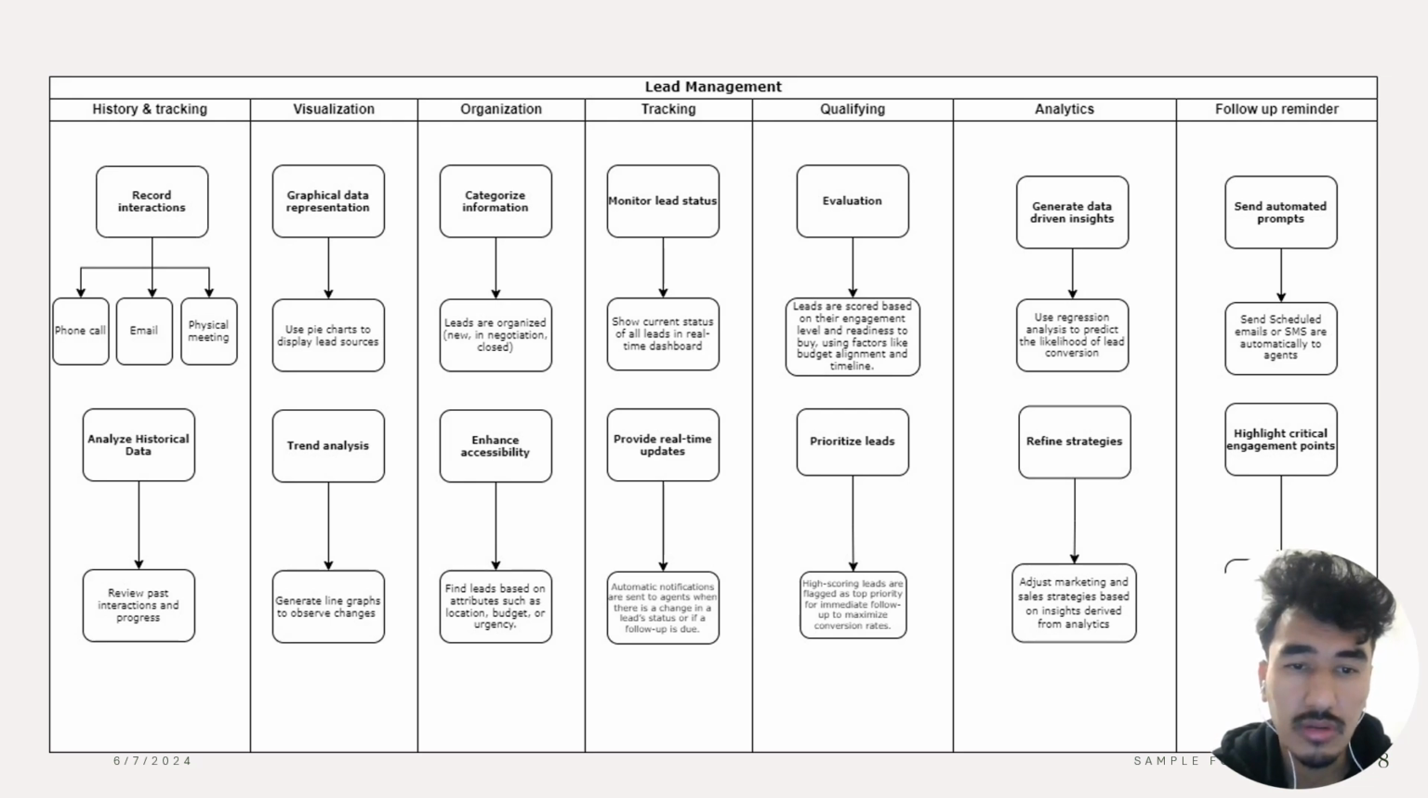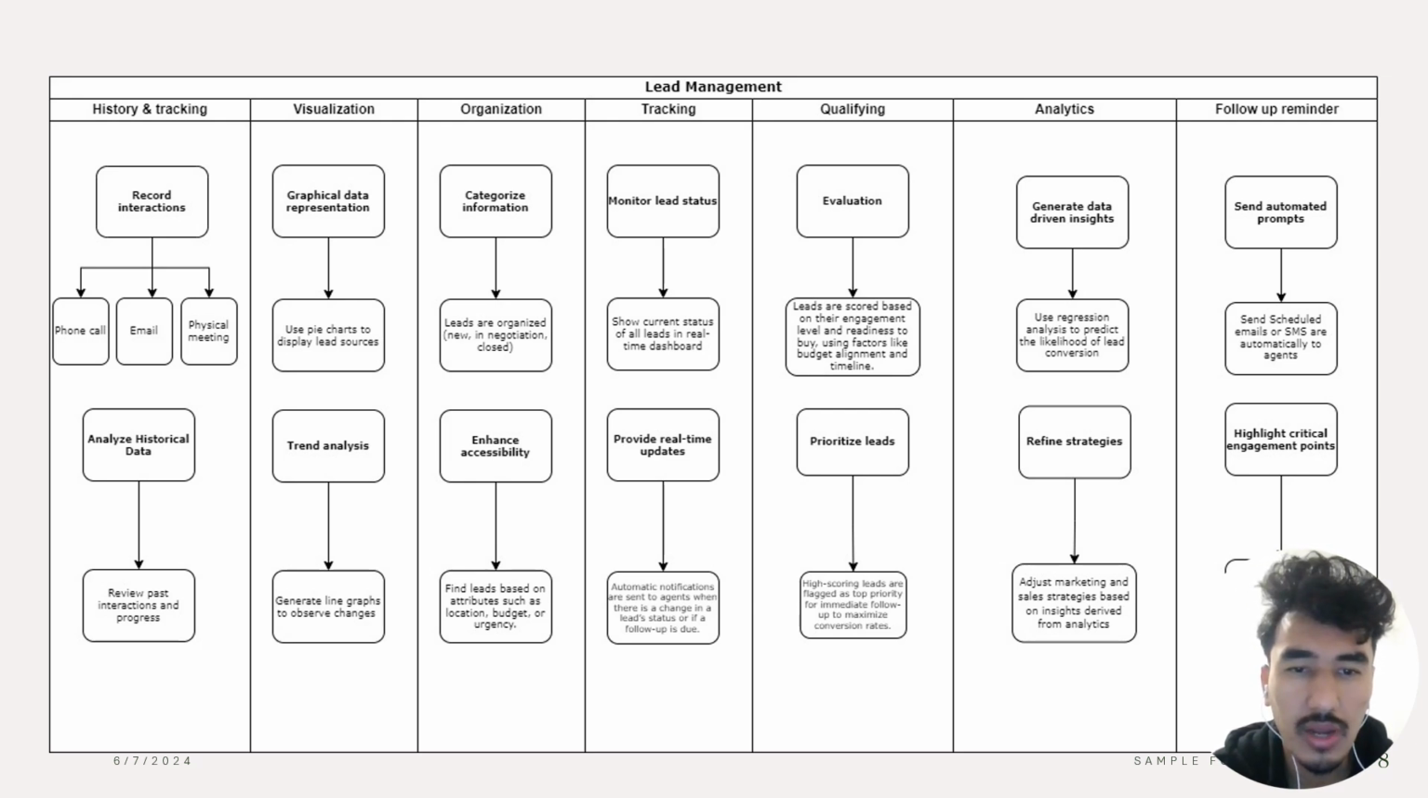So starting with the history and tracking, there are two different elements: record interactions and analyze historical data. On record interactions, every phone call or email or meeting with a prospective buyer should be logged into the CRM system with the date and details. And in analyzing historical data, past interactions and progress with leads over the quarter should be identified.